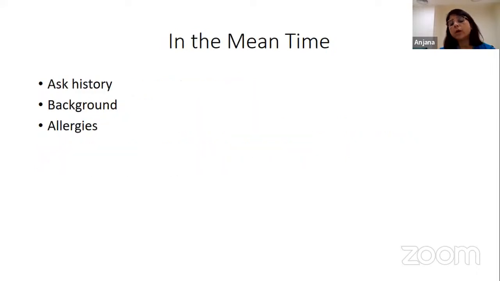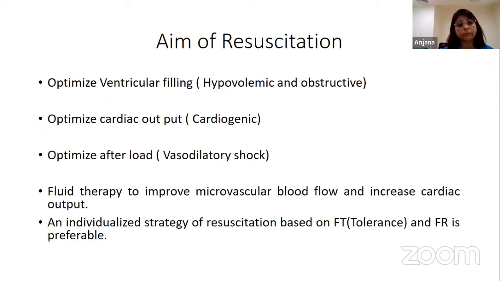Now, in the meanwhile, you ask the history for the background, allergies, anaphylaxis, or any cardiac history. Those details you can also ask while you are resuscitating the patient. Now, what should be the aim of resuscitation? You need to optimize the ventricular filling, right? The patient will be hypovolemic or obstructive, so you have to optimize the preload.